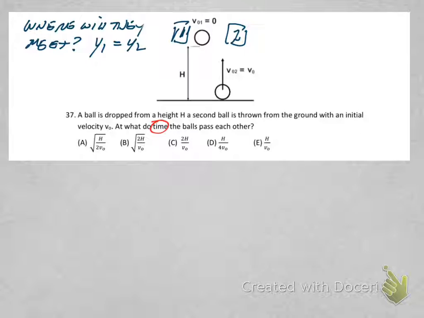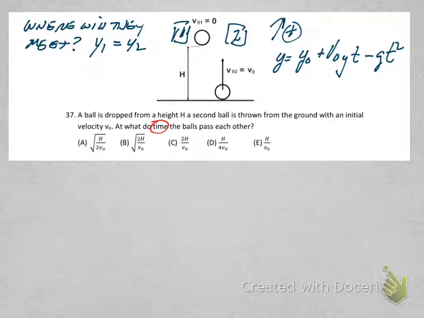All right. We're going to call the upward direction positive. And we're going to use the relationship between position and time in the y direction. So we have y equals y naught plus v naught y t plus 1/2 g t squared. But again, since we're calling upward direction positive, it's going to be minus 1/2 g t squared.